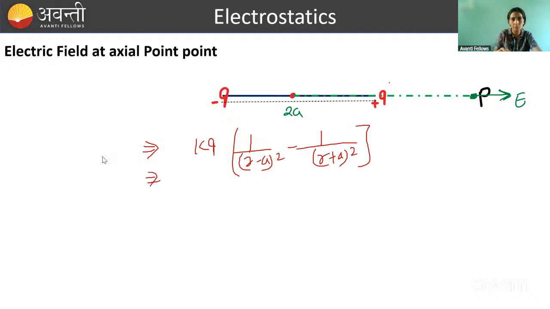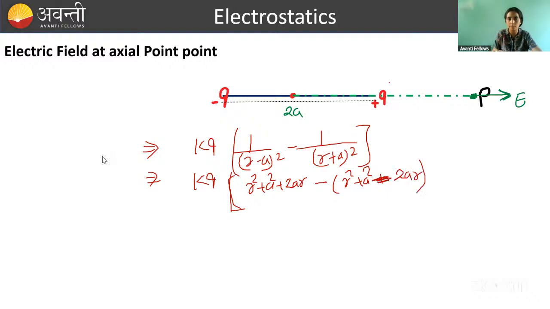So if you are going to do this, KQ, R square plus A square plus 2AR minus of this thing, that is R square plus A square plus, sorry, minus, because this is (R minus A) whole square minus 2AR. Okay? And this divided by (R minus A) whole square or (R plus A) whole square. So if you solve it, what will happen?